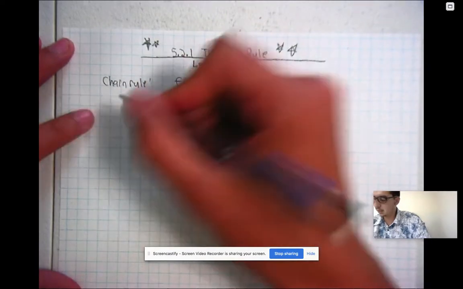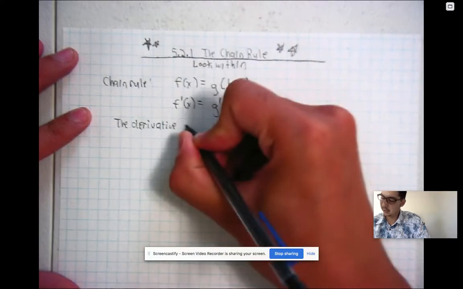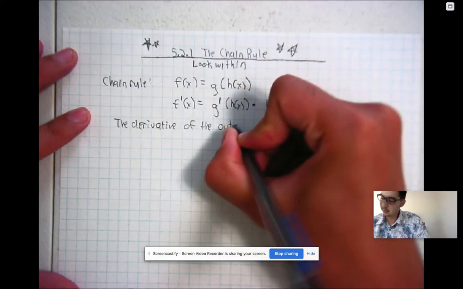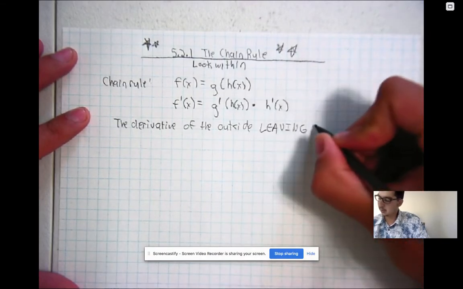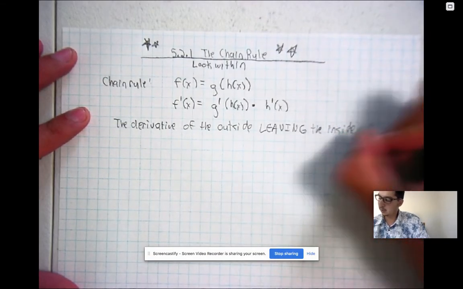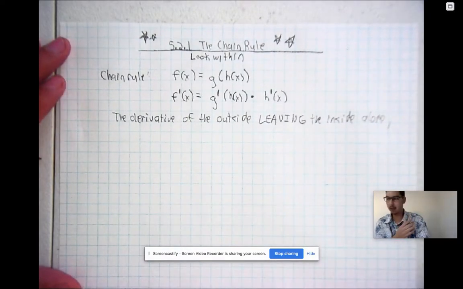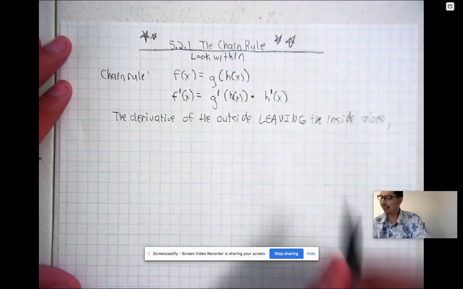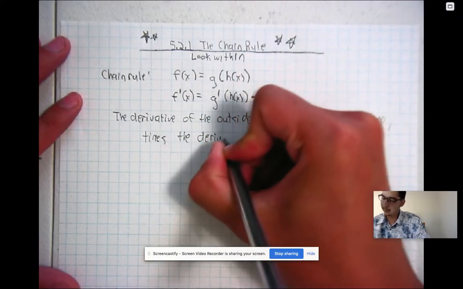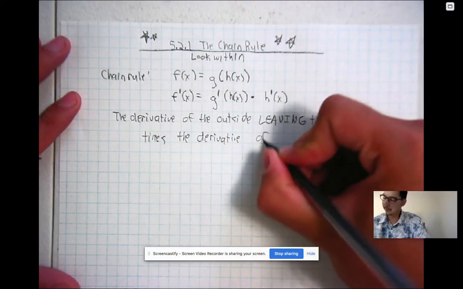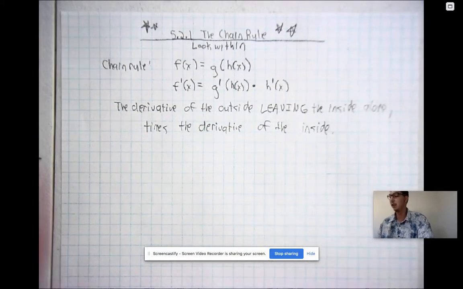Now in words, it's saying this: the derivative of the outside, leaving the inside alone, let them be. Just like, I should tell my dog, let them be. The derivative of the outside, leaving the inside alone, times the derivative of the inside. And that is the chain rule, where you have to look within to know what the inside function is.